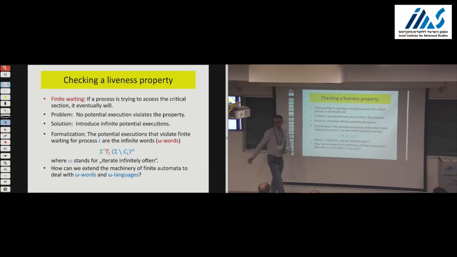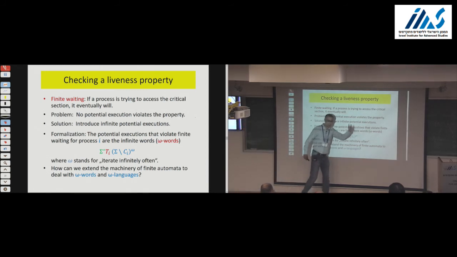So the problem is that we cannot specify the property, right? And the only way to specify the violations of the property is to introduce infinite potential executions, to deal explicitly with infinite sequences of configurations. So we can formalize it in this way. We can say that the potential executions that violate finite waiting for process I are the infinite words, or omega words in jargon, of this shape.